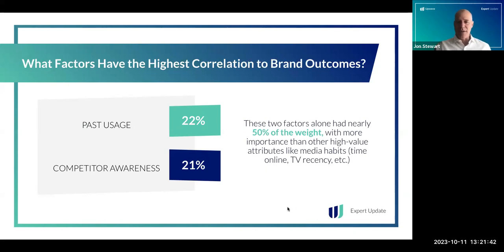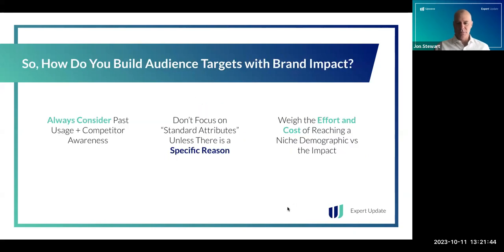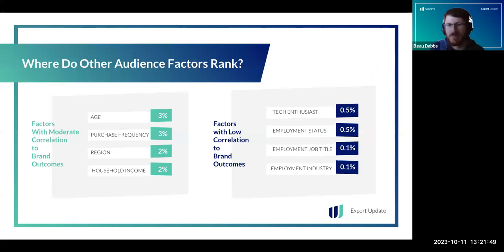Okay, so what are some of the other factors? After our top two factors that relate to past interactions with the brand's category, we really see a pretty steep drop off. The biggest factors tended to be somewhat basic demographics, such as age, region, household income, and also some other factors related to interactions with the category, such as purchase frequency. And then if we go down another step, we start to see more niche factors, such as employment-related factors and behavioral factors.